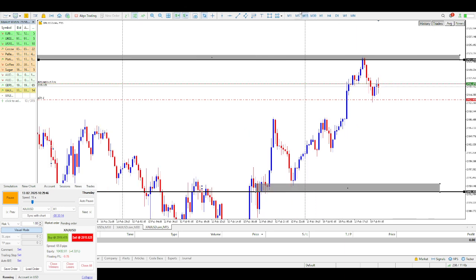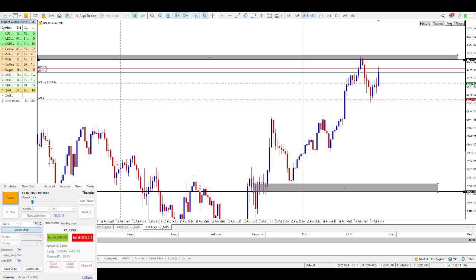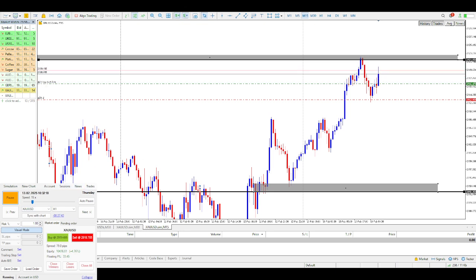Let's see on the M15 time frame. I'll close this trade at 70% closed at negative 8 pips. 30% closing at plus 26.5 pips.